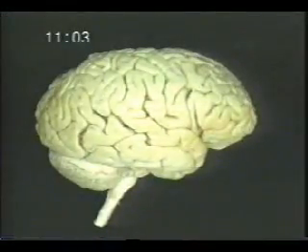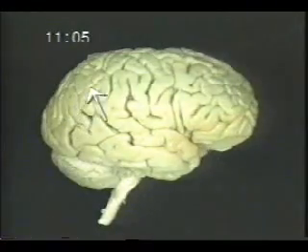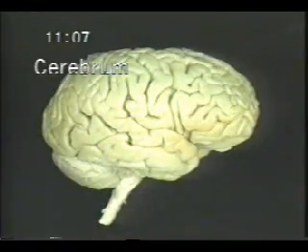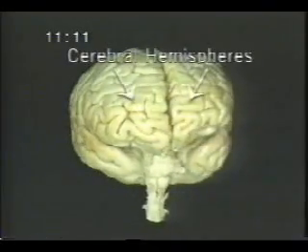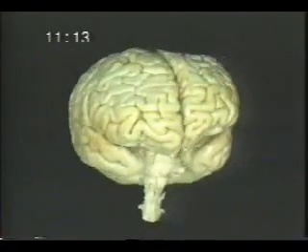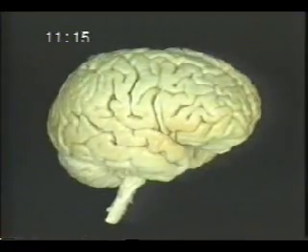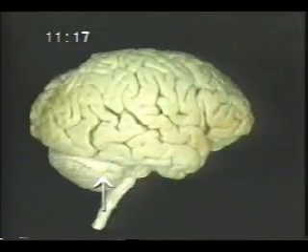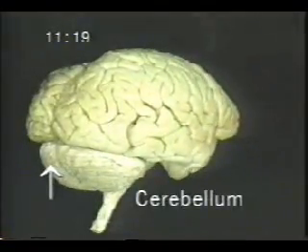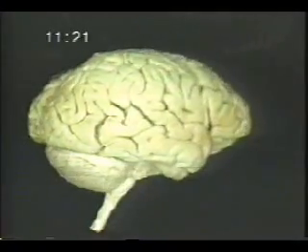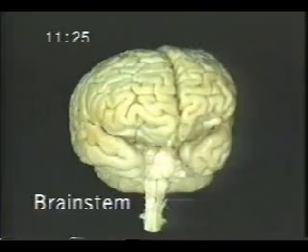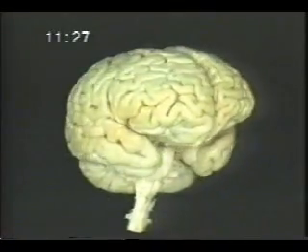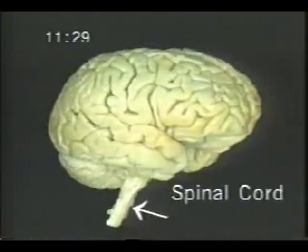Here's the brain. Much the largest part of the brain is the cerebrum. The cerebrum is partly divided in the midline into two cerebral hemispheres. Below the cerebrum, and separate from it, is the smaller cerebellum. The cerebrum and the cerebellum both grow out of the brainstem. The brainstem becomes continuous below with the spinal cord.